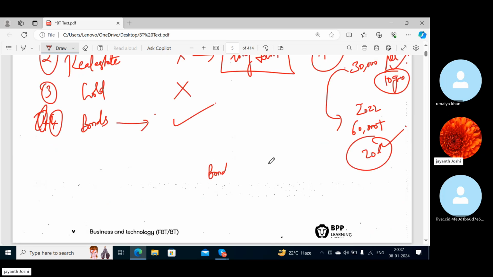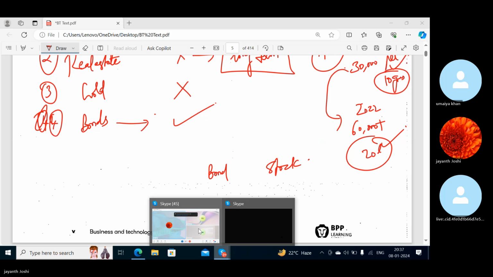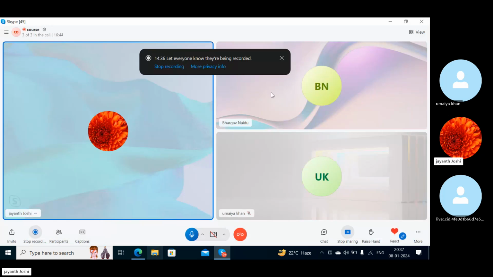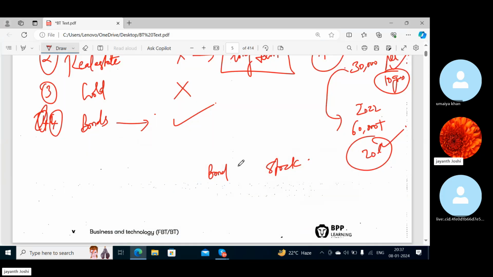Now unmute your mic and tell me the difference between bond and a stock. I'm asking something. Please unmute your mic and tell me what is the difference between bond and a stock. Sir, bond is something through which a company raises money. It is a form of debt, and regular interval of payment is made to the investor in the form of interest or coupon. And a stock is a part of the ownership given to the investor.